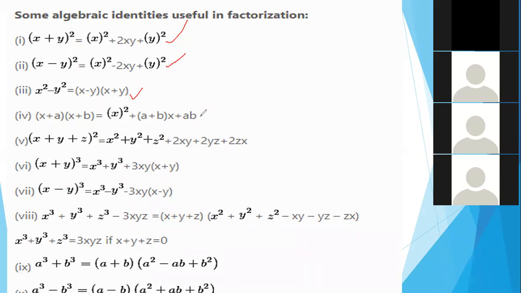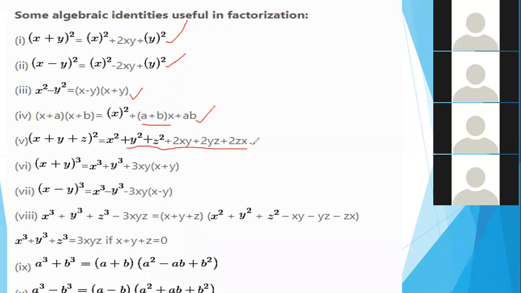Girls, don't waste time. Speed up. (x + a)(x + b) = x² + (a + b)x + ab. Good. Next. (x + y + z)² = x² + y² + z² + 2xy + 2yz + 2zx. Good. Very good. Next.